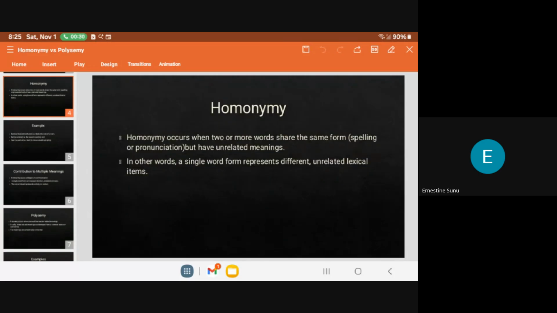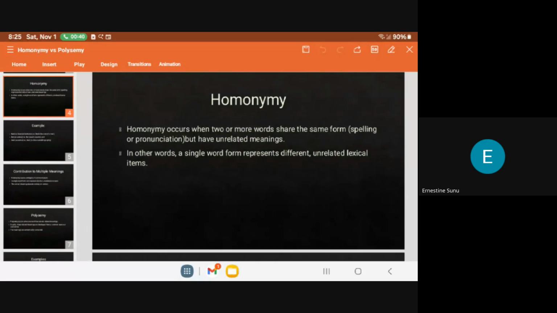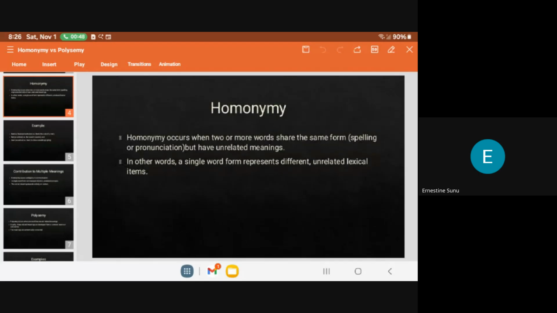Okay, so for the homonymy, what are we looking at here? We are saying that there is a particular word, one word. So for example, let me use the example I use, bank. When someone mentions the word bank to you, it is not one clear-cut meaning that comes to your mind.